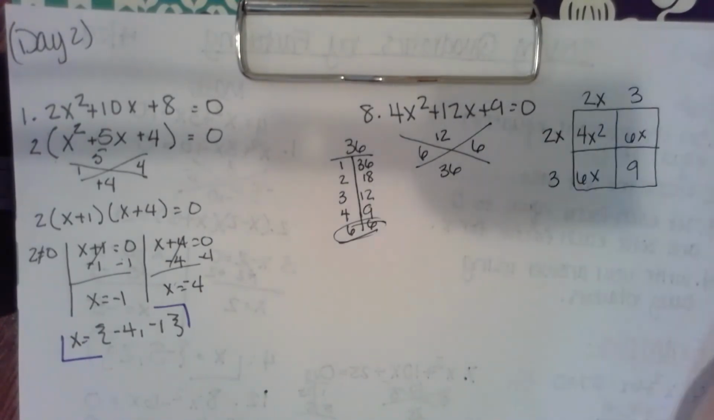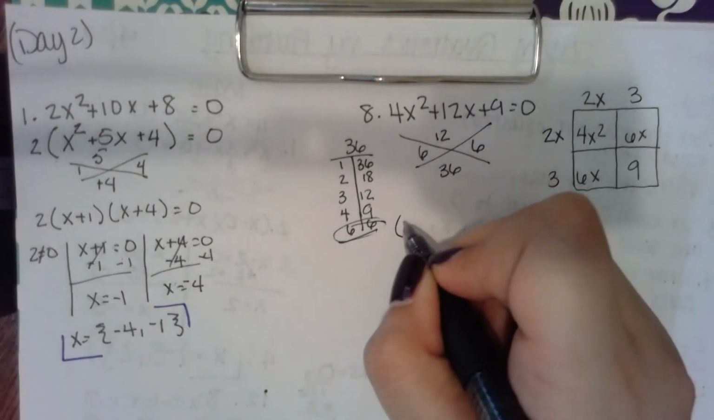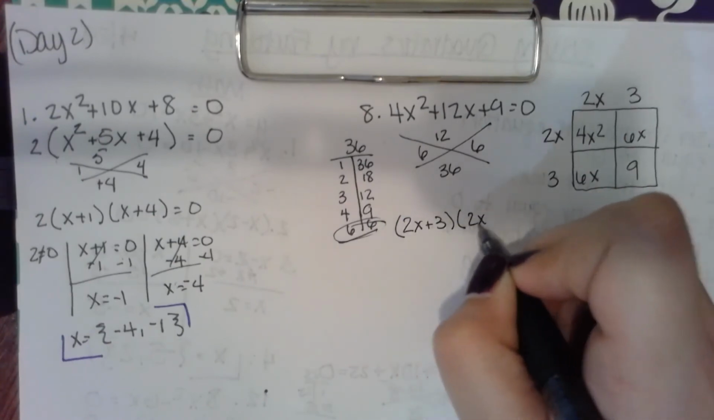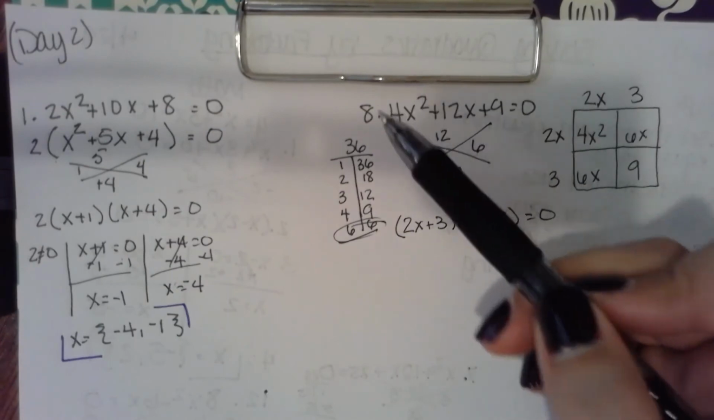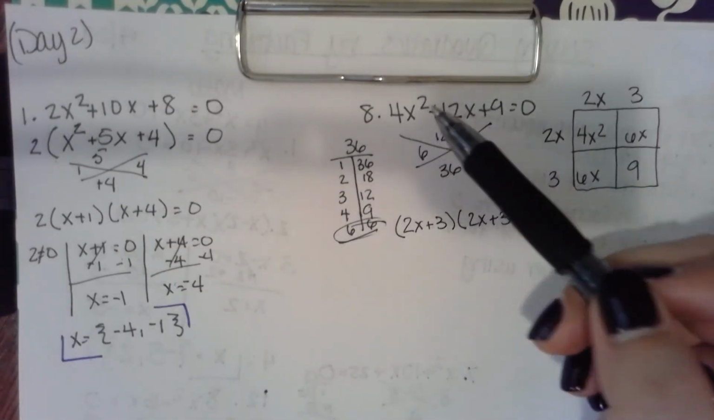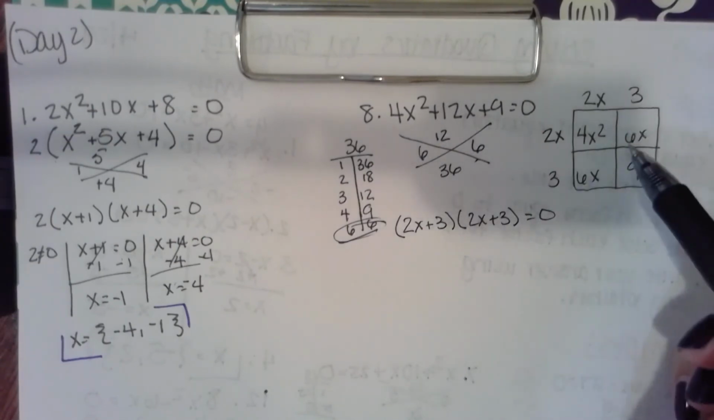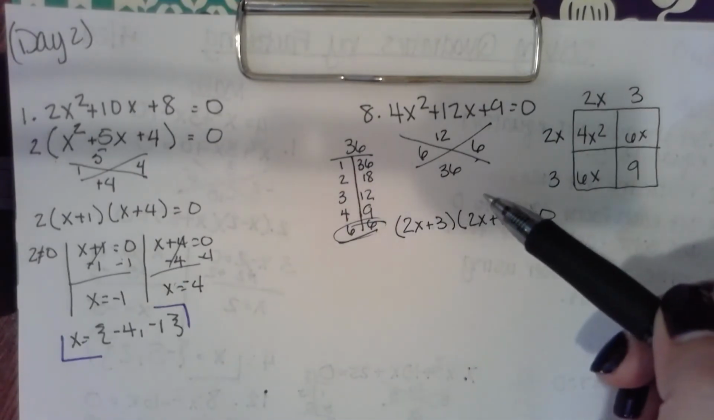So rewriting this trinomial, you get 2x plus 3 times 2x plus 3 equals 0. If you have a number greater than 1 in front of your x squared, your leading coefficient is greater than 1. You cannot stop just by finding these numbers. You have to keep going and factor these out. Because had you stopped here, then you would have had 4x squared times 4x squared, which is 16x squared, which is way more x squared than you even started with.